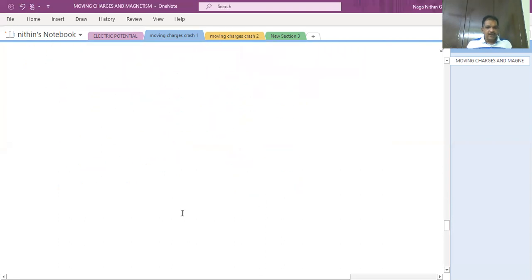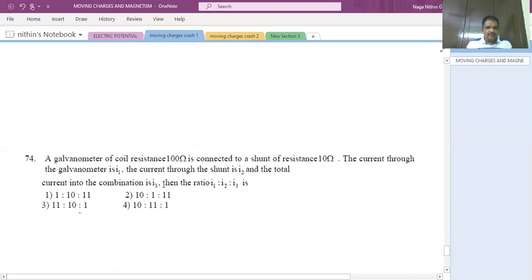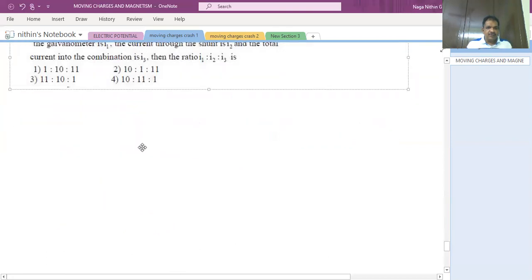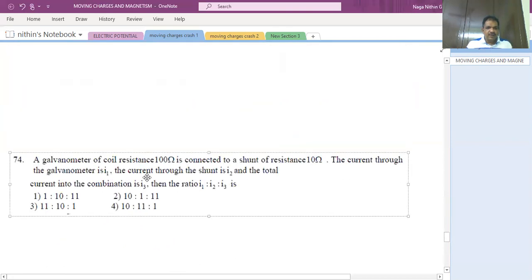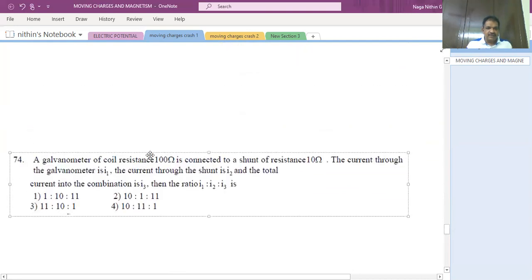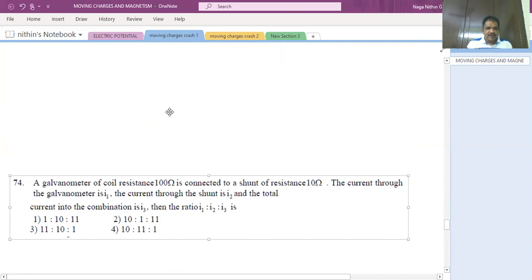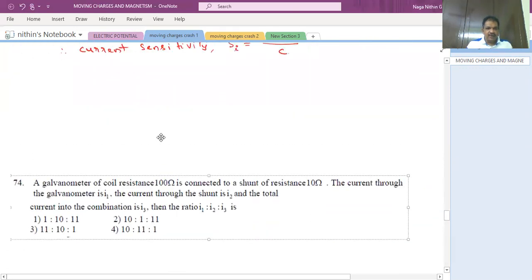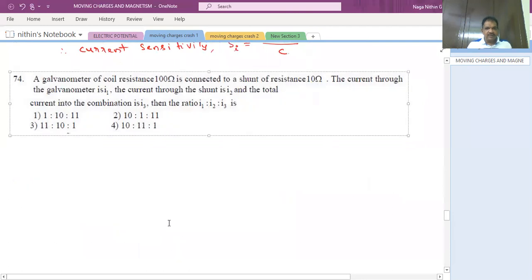Clear? Next question. A galvanometer coil is there. Simple questions only. Try to do them. In the assignment also, a total of 170 questions odd are there. Try to do the maximum. Try to understand. If you can't, just ring me. We'll discuss that.